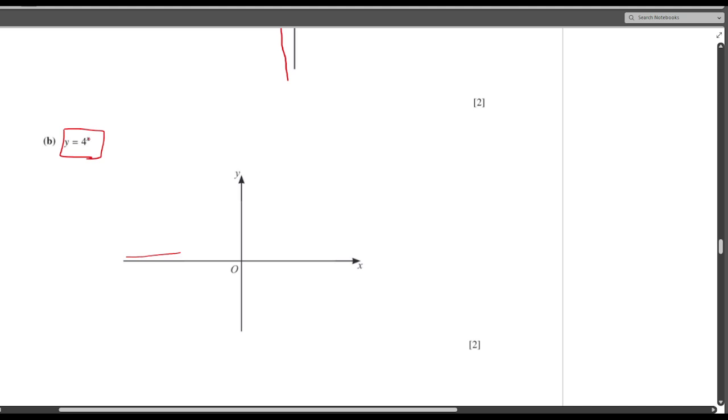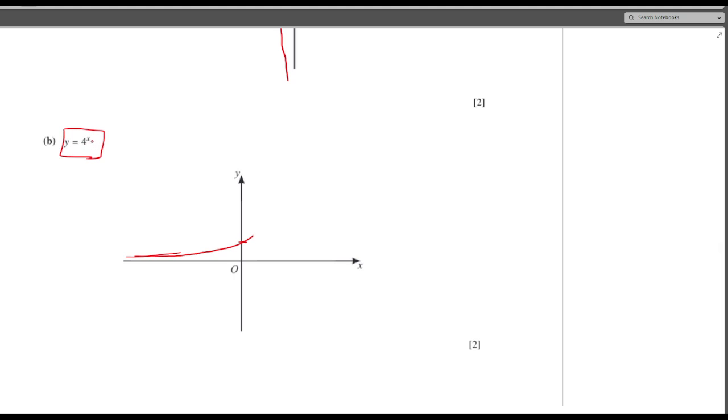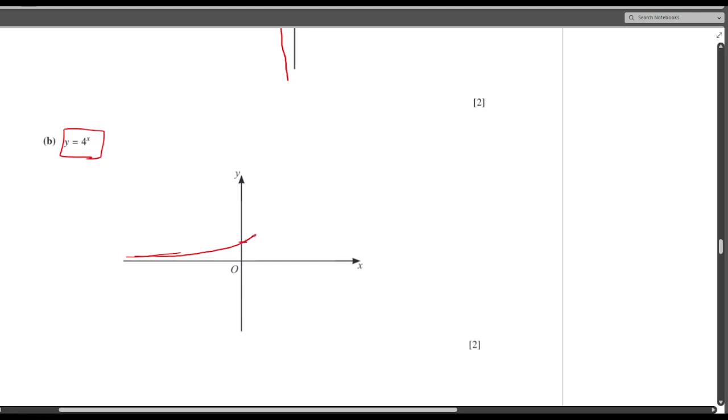Now when x is equal to 0, your y value is 4 power 0, which is equal to 1. So suppose this is 1, your curve will come and cross here. Now when x is equal to 1, y is 4, and when x is equal to 2, y is 16. So you will find that this curve is increasing like this.